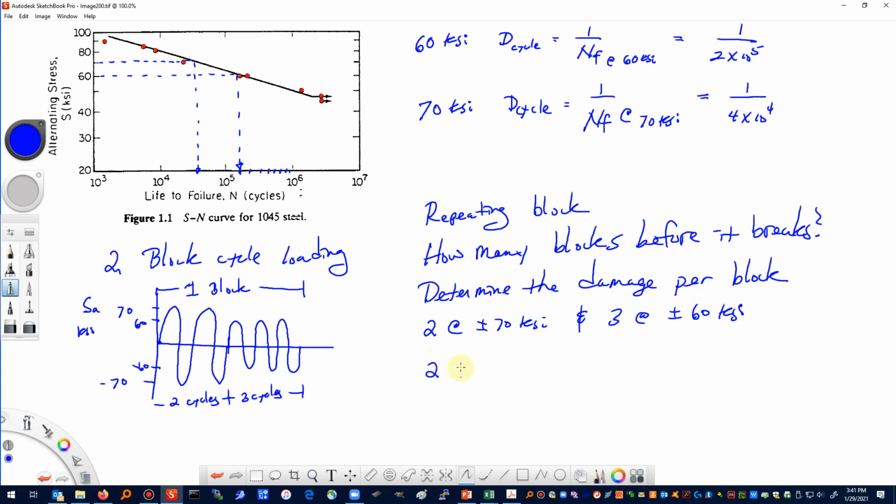So 2 times the damage per cycle of 1 over 4 times 10 to the 4 plus 3 times the damage per cycle of 1 over 2 times 10 to the 5th. We get our calculator out and compute that number, we can find the damage per block. And for that, I got a number of 65 times 10 to the minus 6. That's my damage per block. Let me make a little bit more room again.